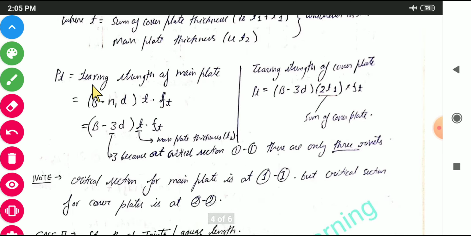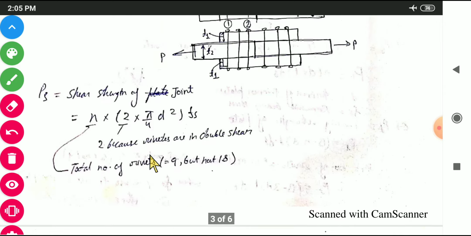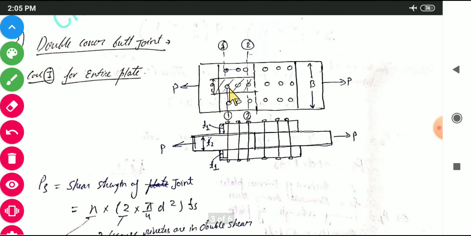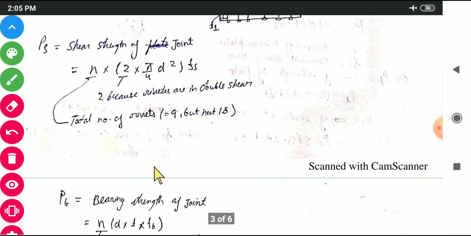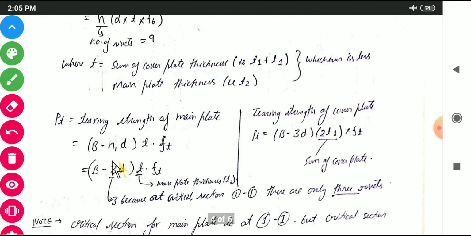Next we have tearing strength of main plate. The tearing strength formula is the same, (b − n1 d) t ft. n1 is taken as 3, because at the critical section 1 there are 3 rivets. Here you can see there are 3 rivets in the critical section 1, 2 and 3, these 3. So we will be taking n1 as 3, and t again will be the thickness of the main plate, that is T2, because we are considering the main plate.